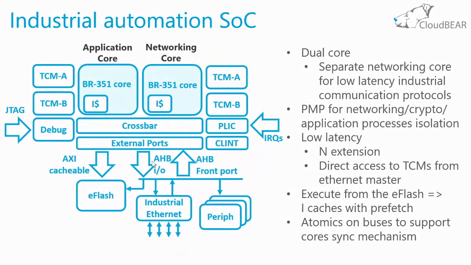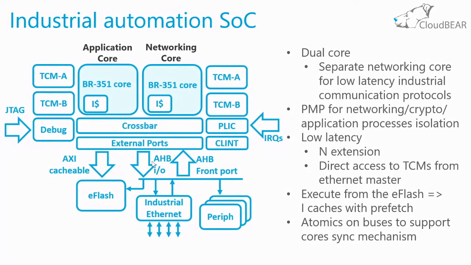And the last example, which I would like to explain to you, is an industrial automation SoC, which is under development at a customer. It's based on the dual core BR351. So one core is focused on networking and another on the application itself. We enabled many features inside this IP.